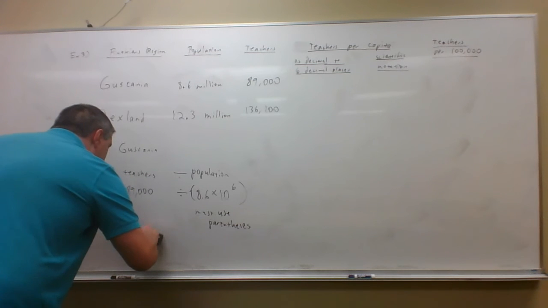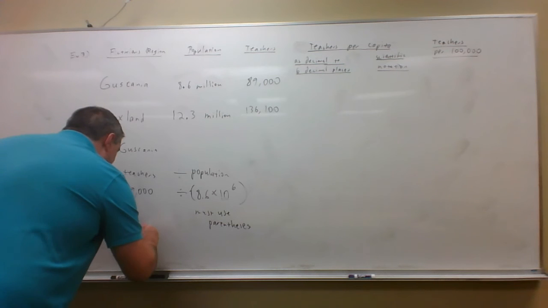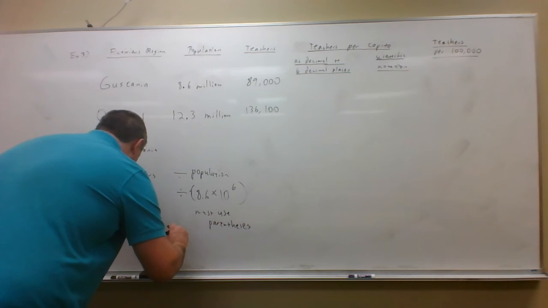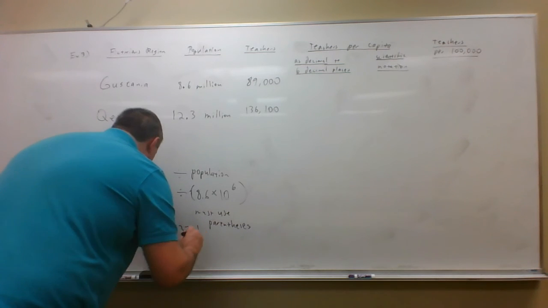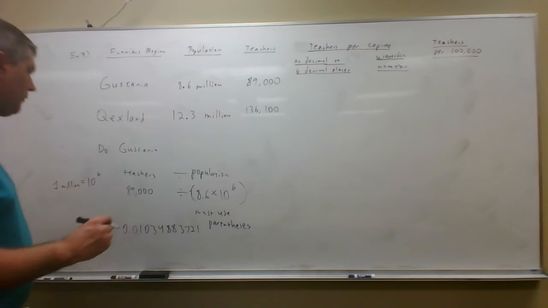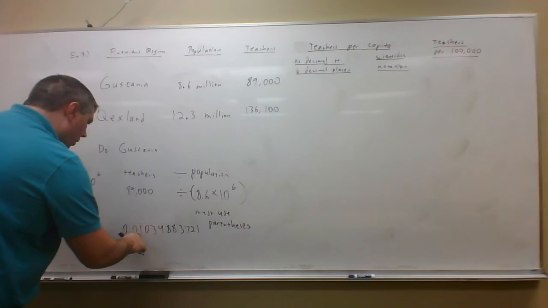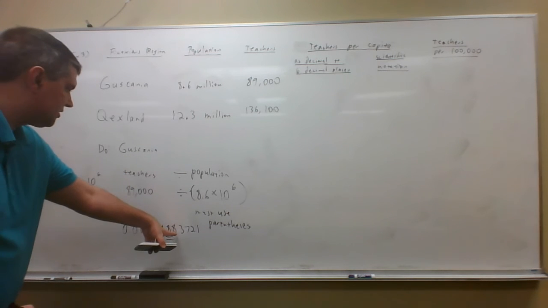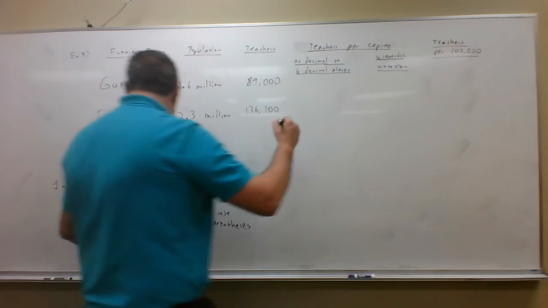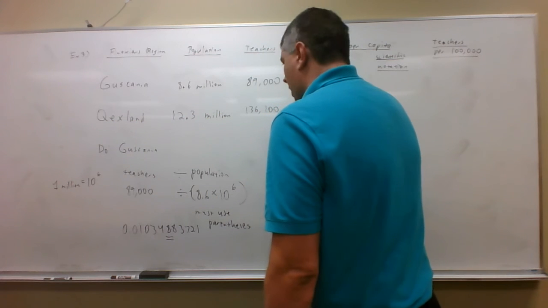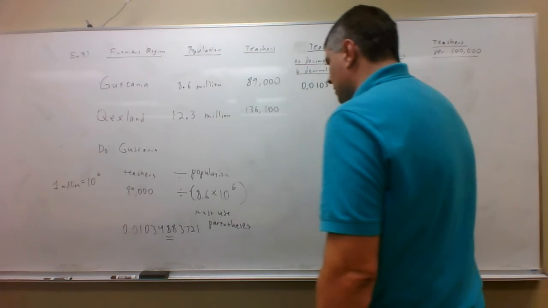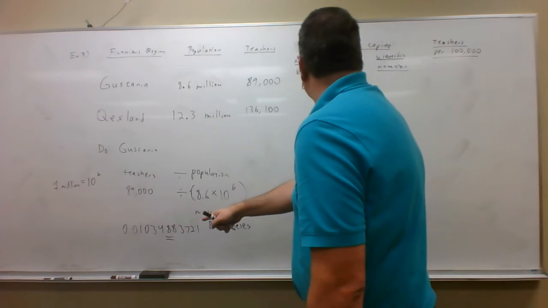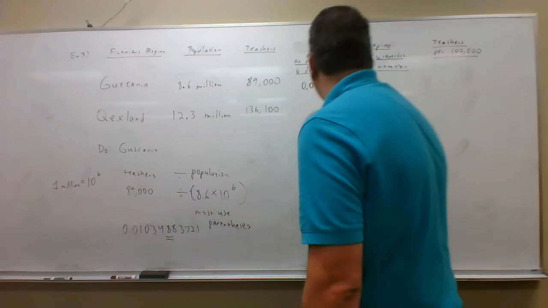What comes out of my calculator is 0.01034883721. Okay, that's what came out of my calculator. We're rounding to 6 decimal places, so 1, 2, 3, 4, 5, 6. The next digit is 5 or greater, so we're rounding up. 0.010349.